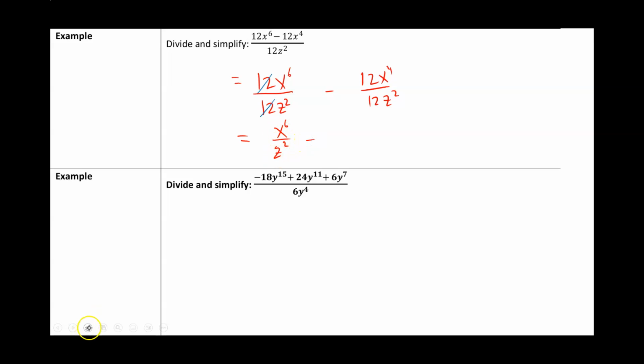Same thing over here, the 12 and 12, they cross out. And so all I have left is x to the 4th divided by z squared. Once again, I cannot subtract the exponents because they have different bases. So this is my final answer.